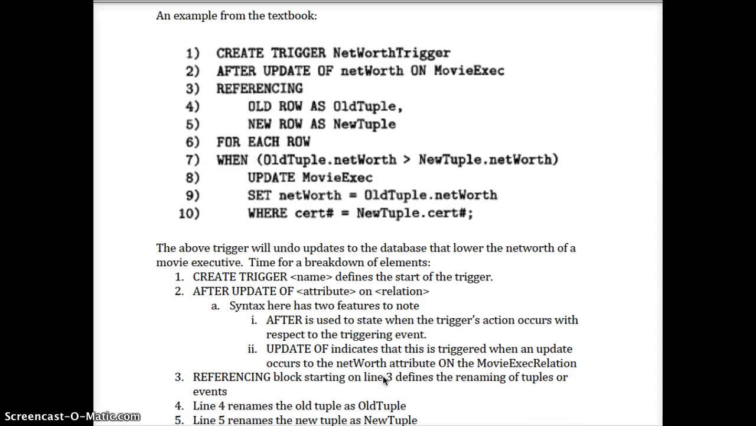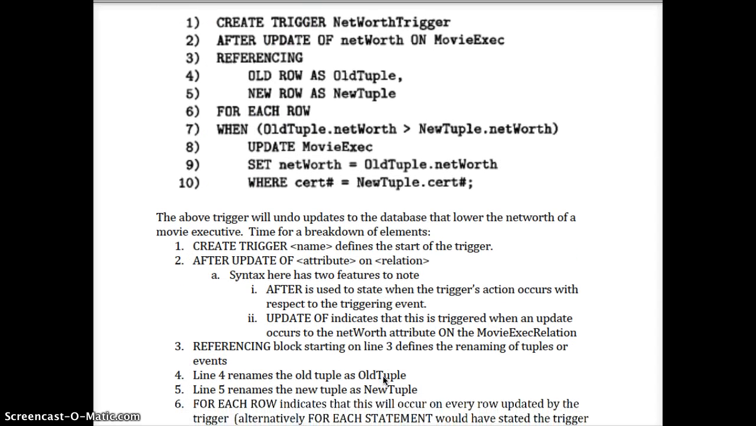So let's break down the anatomy of a trigger. So here you can see I've kind of got a definition of each of these components that make up a trigger. So we have create trigger, so that's the declaration that the trigger has begun. We then set net worth trigger as the name. Here is the before or after statement.